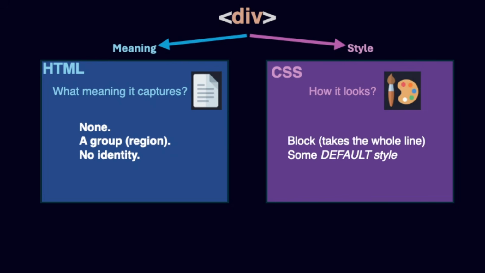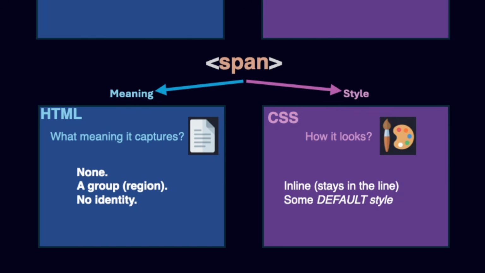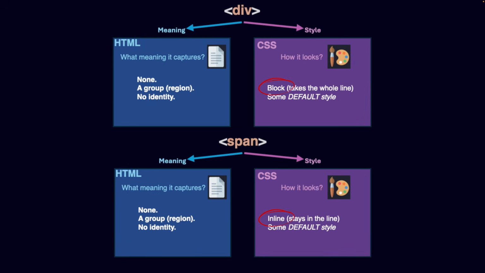The HTML designers have created a different tag called the span tag, and that tag is also a generic element that captures no meaning. But the difference is that this time it is an inline element by default, and it is used to capture a piece of content within a line. So that's their only difference. One of them is block display by default, and another one is inline display by default. Both of them are generic, and they're used for the same purpose.